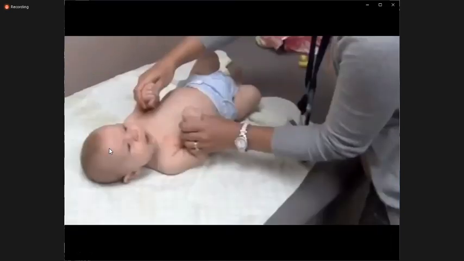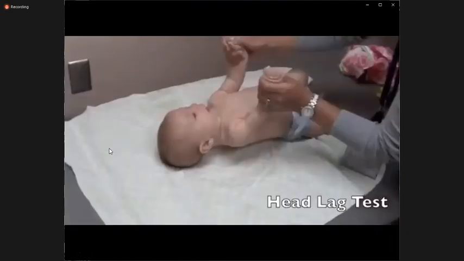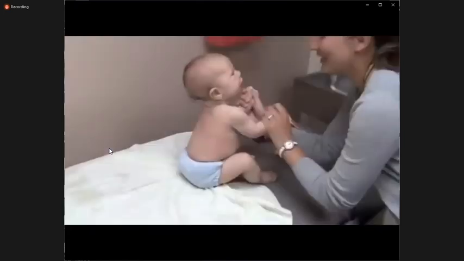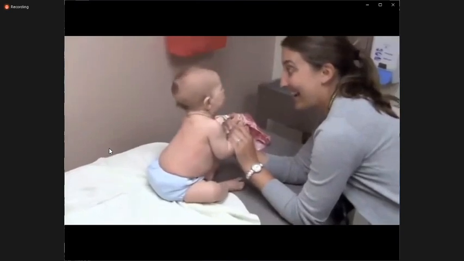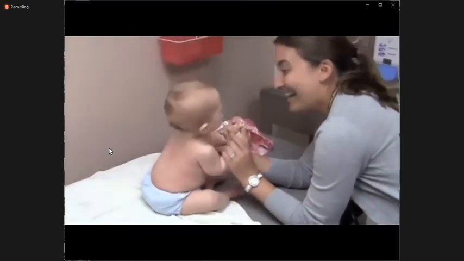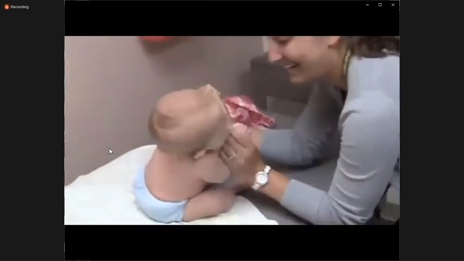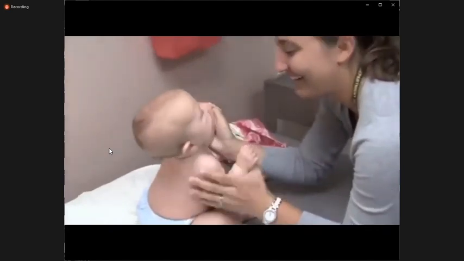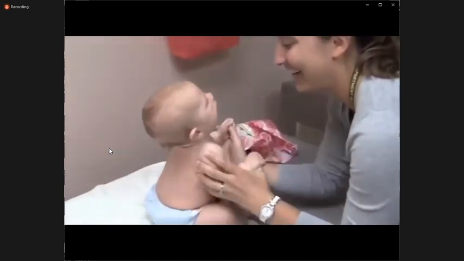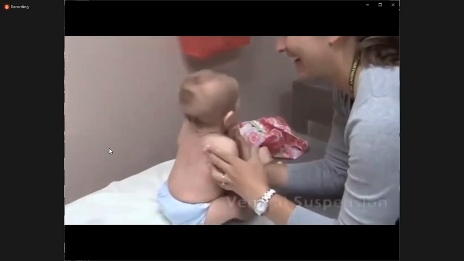Carrie is going to start by doing a test for head lag. In a normal baby, you'll see that Millie actually holds her neck up quite nicely there. In babies with hypotonia, you'll see the head kind of lag a little bit. In the ventral position, as you can see, Millie is holding her neck up quite nicely.